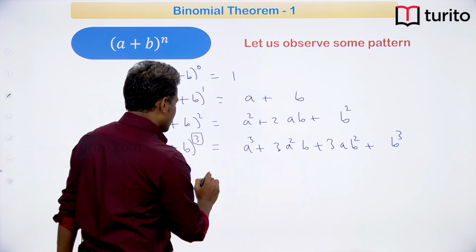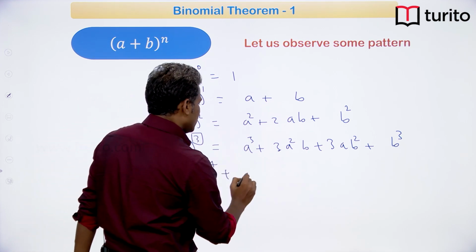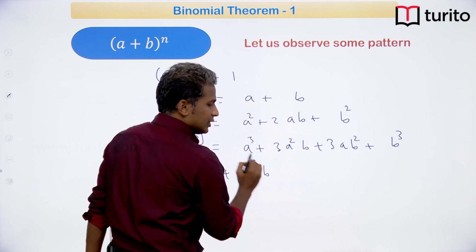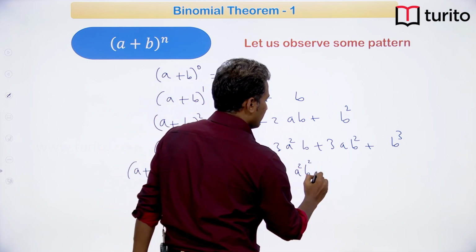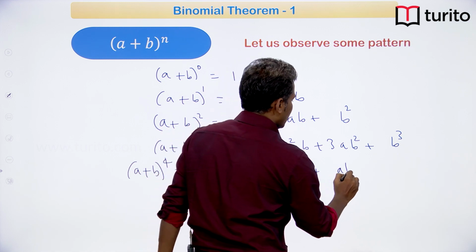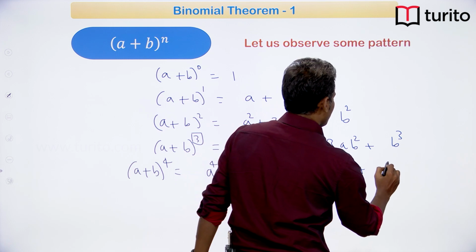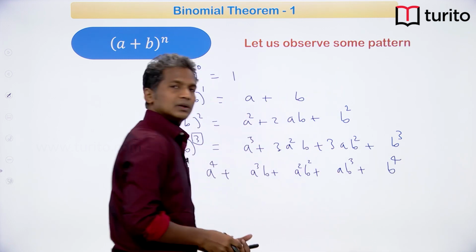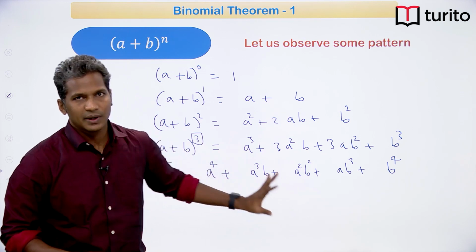So that means if we want to write an expansion for a plus b whole raised to 4, then we can straight away make use of this pattern. Okay? So the first term is going to have a raised to 4, the second term will have a cube into b, the third term will have a square into b square, the fourth term will have a into b cube, and the next one will have b raised to 4. So this way, by taking help of this pattern, we can write the expansion.